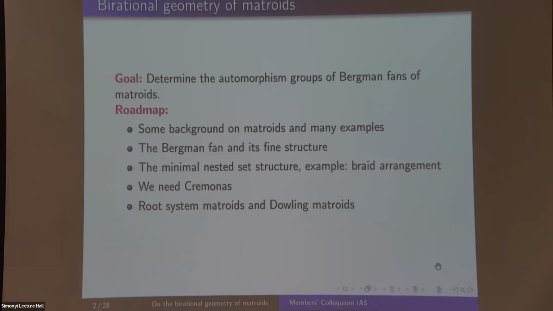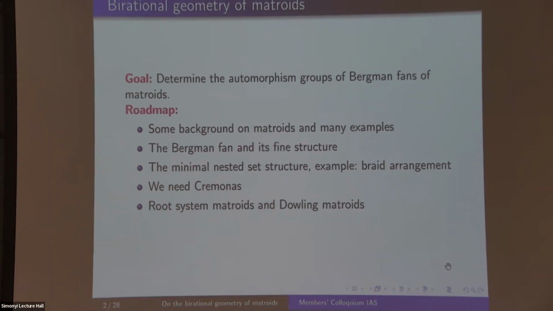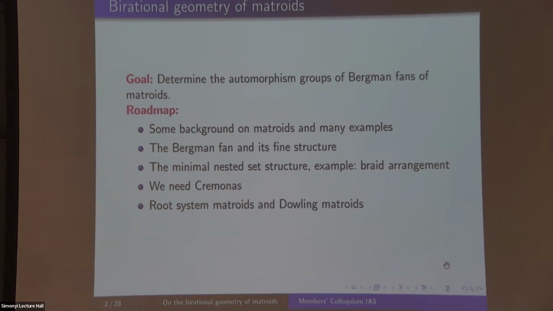In order to explain some of the things which we found there, which are very similar to phenomena in birational geometry, I'm going to start by giving you some background on matroids, mainly through many examples. I don't assume that you know anything about matroids, and I apologize to everybody who does, because I'm going to repeat some things. Then I will explain what the Bergman fan, or sometimes the tropicalization of this matroid, is. The name fan indicates that it is a fan. We will talk about its fine fan structure and about automorphisms of the fine fan structure.